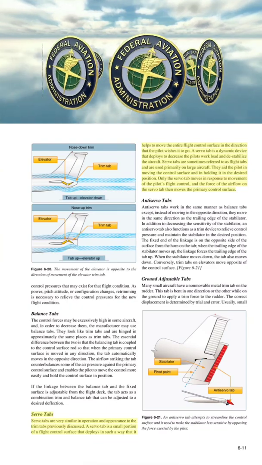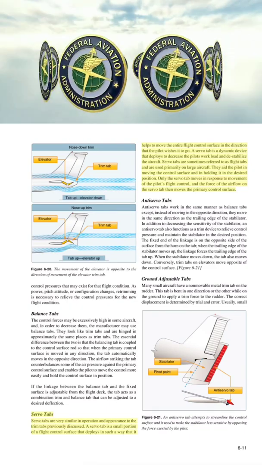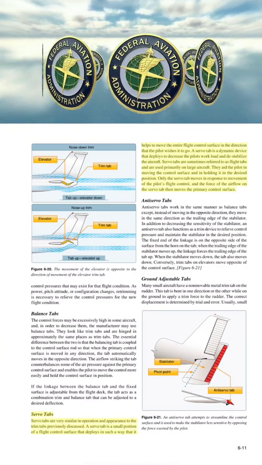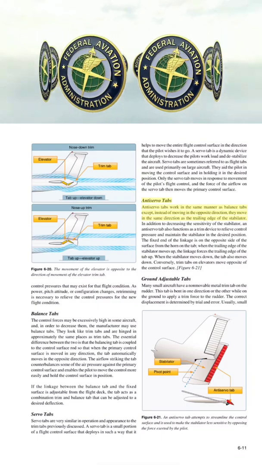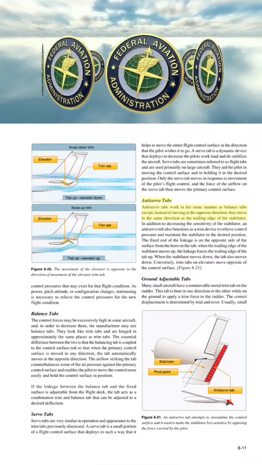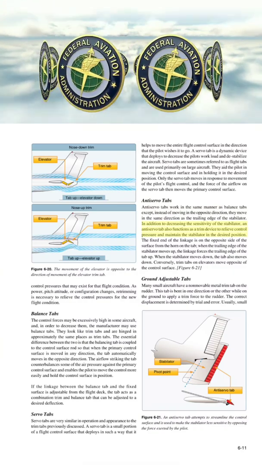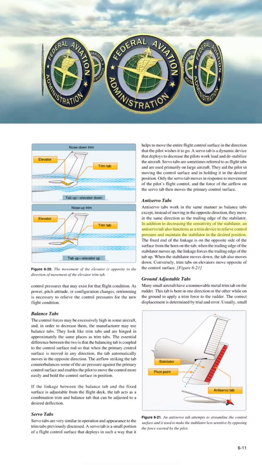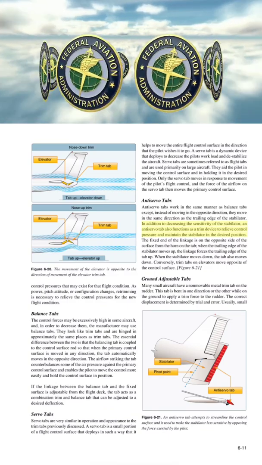Only the servo tab moves in response to movement of the pilot's flight control, and the force of the airflow on the servo tab then moves the primary control surface. Anti-servo tabs work in the same manner as balance tabs, except, instead of moving in the opposite direction, they move in the same direction as the trailing edge of the stabilator. In addition to decreasing the sensitivity of the stabilator, an anti-servo tab also functions as a trim device to relieve control pressure and maintain the stabilator in the desired position.